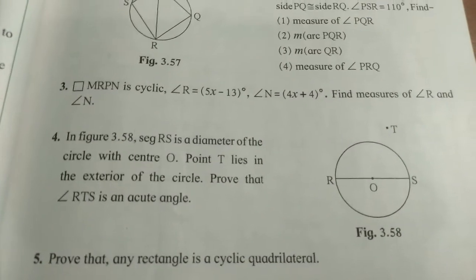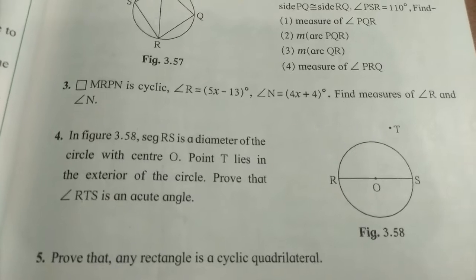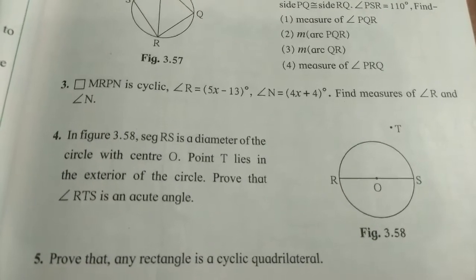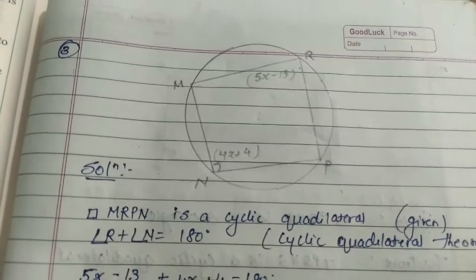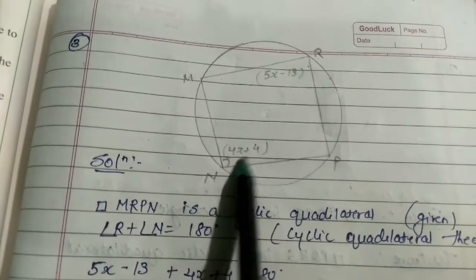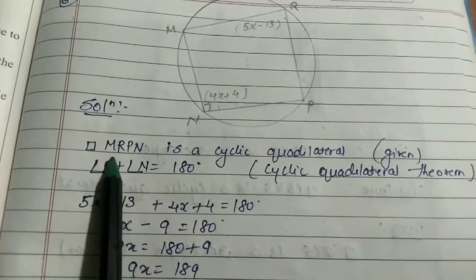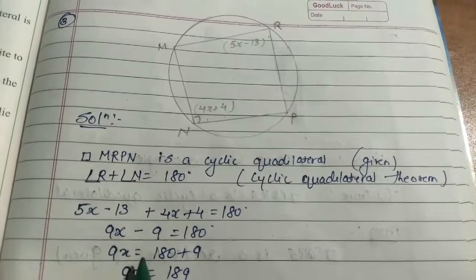Sum number 3. Quadrilateral MRPN is cyclic. Angle R equals 5x minus 13 degrees. Angle N equals 4x plus 4 degrees. Find the measure of angle R and N. So I have drawn the figure over here. Angle N is 4x plus 4. Angle R is 5x minus 13. Quadrilateral MRPN is a cyclic quadrilateral, given.